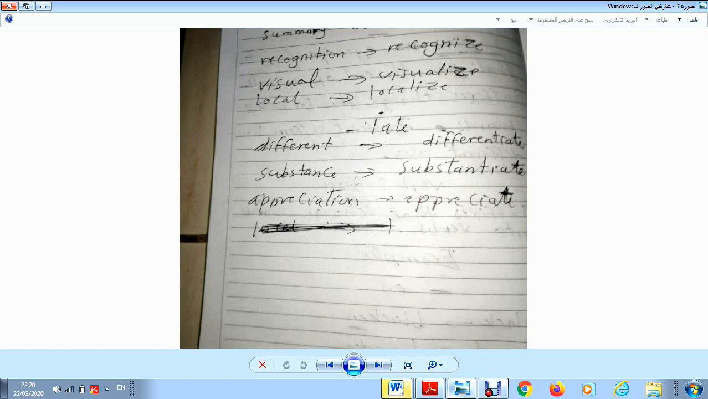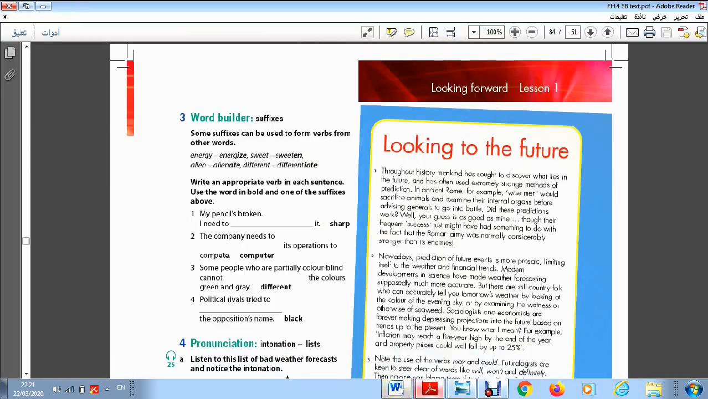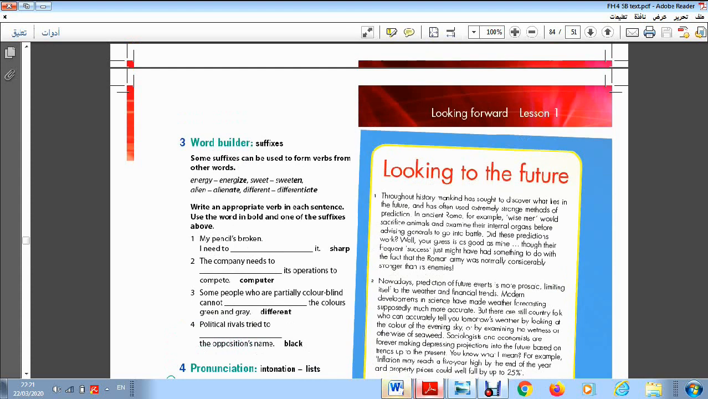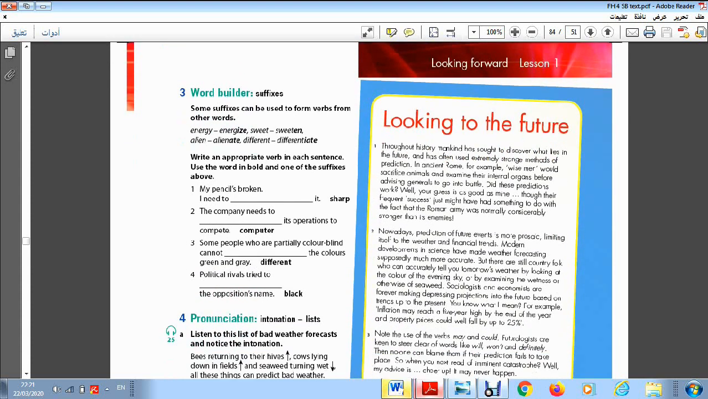See, as it is always profitable, we shift to the students' books on page 51 to do some related exercises. So, exercise 3, word builder, suffixes. As you can see here, write an appropriate verb in each sentence. Use the word in bold and one of the suffixes above.